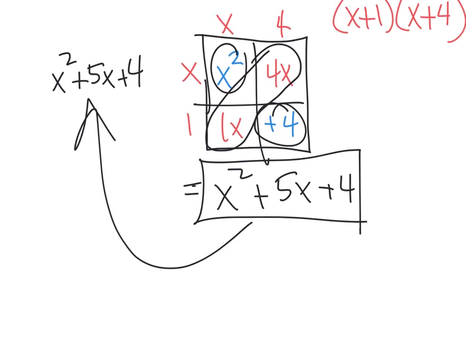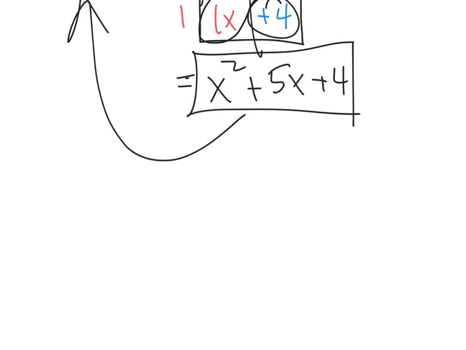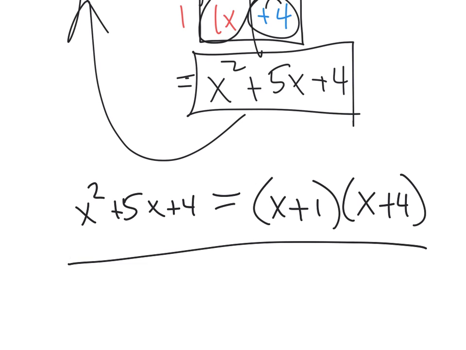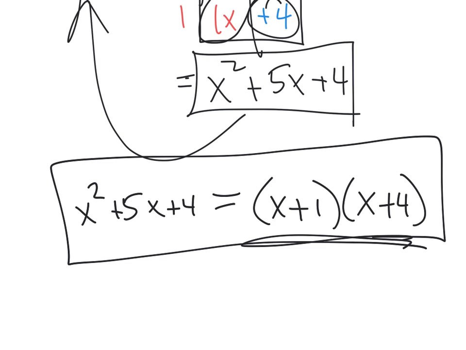So really, basically what we're doing is we started with x squared plus 5x plus 4, and we figured out using the box that that is written as, or factored as, x plus 1 times x plus 4. And it's this part right here that you're going to put into MyMathLab.